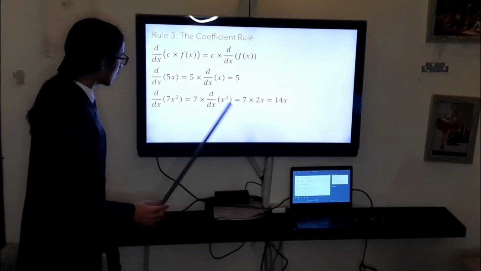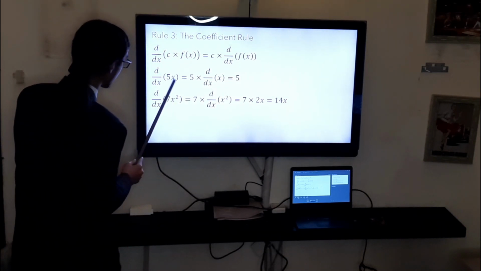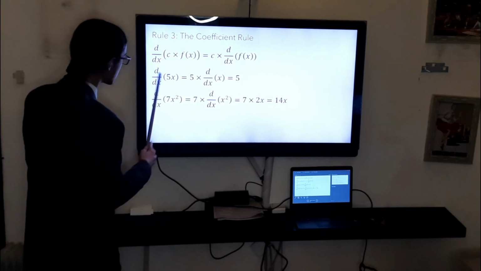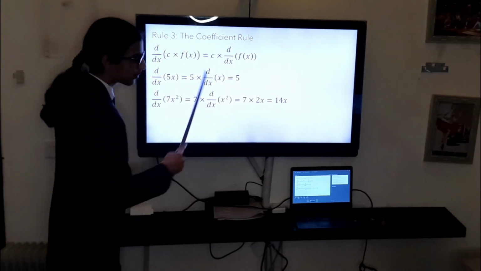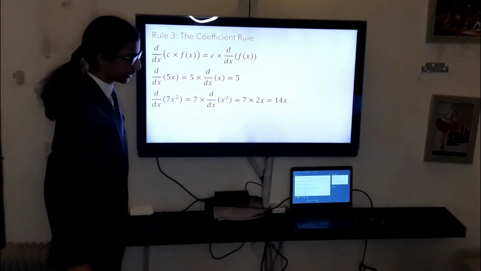Let's have a look at another example. In the last lesson, we learned the derivative of x squared is 2x. So we've got 7x squared, right? So I'm going to take 7 out. It's just 7 into the derivative of x squared. Once again, just applying the rule here. And we get 7 into 2x, which is going to be 14x, right?